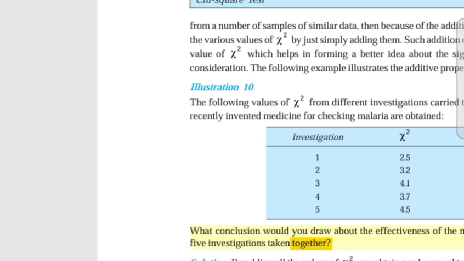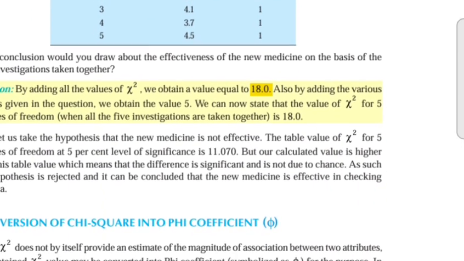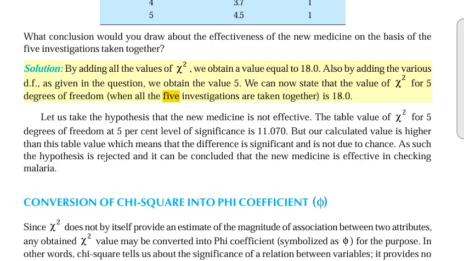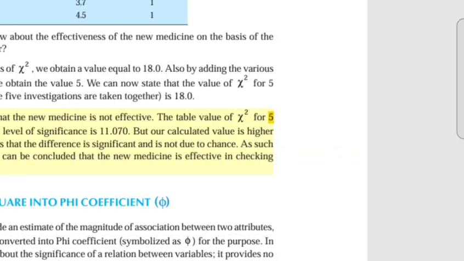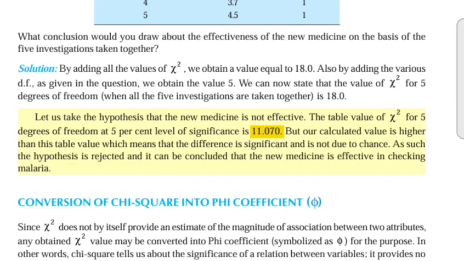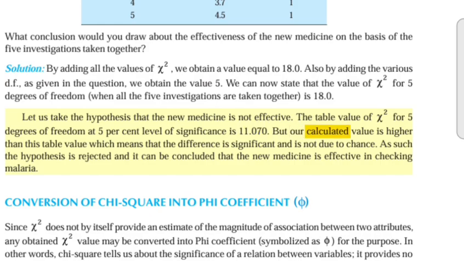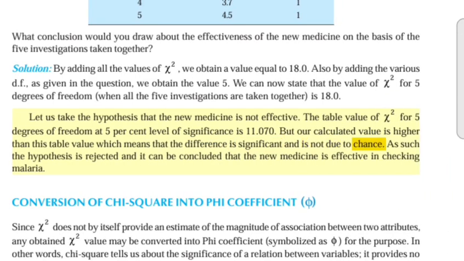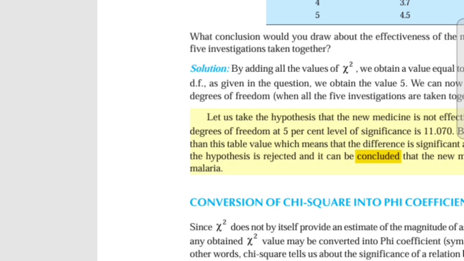Solution. By adding all the values of Chi2, we obtain a value equal to 18.0. Also by adding the various D.F., as given in the question, we obtain the value 5. We can now state that the value of Chi2 for 5 degrees of freedom when all the 5 investigations are taken together is 18.0. Let us take the hypothesis that the new medicine is not effective. The table value of Chi2 for 5 degrees of freedom at 5% level of significance is 11.070. But our calculated value is higher than this table value, which means that the difference is significant and is not due to chance. As such, the hypothesis is rejected and it can be concluded that the new medicine is effective in checking malaria.